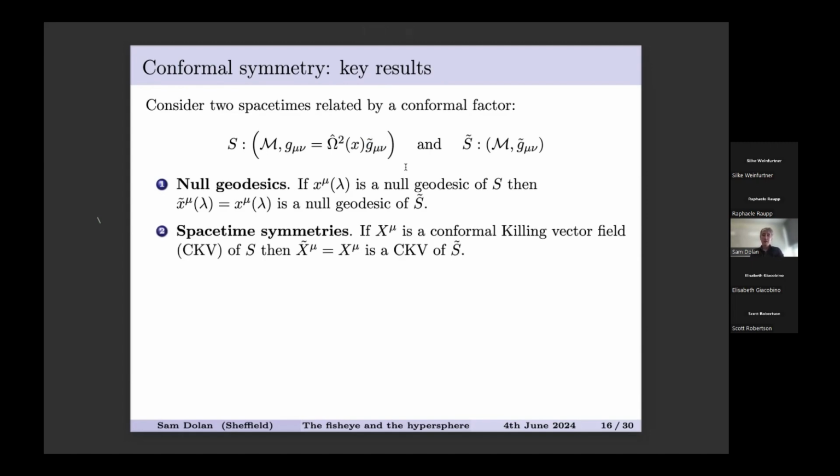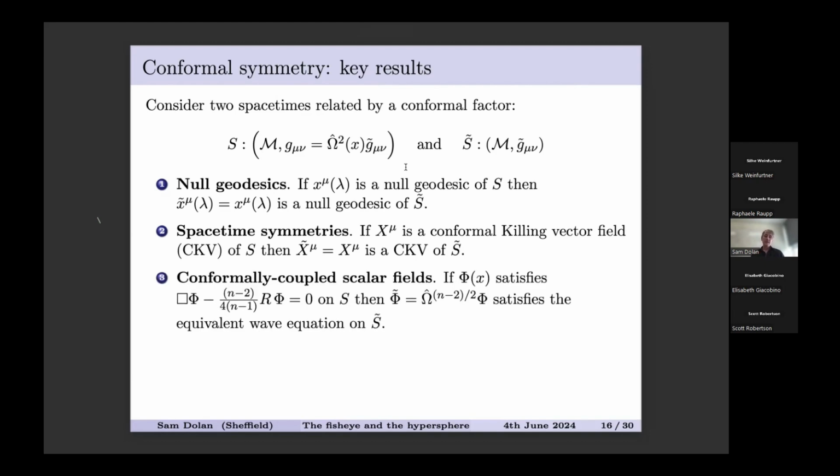Spacetime symmetries. If we have a conformal killing vector field on S, then we straight away have a conformal killing vector field on S tilde. And you can see this quickly by thinking about the Lie derivative. That means if we have an affinely parameterized null geodesic and we contract the tangent vector with the conformal killing vector field, then we get a constant of motion along the null geodesic. So there are nice relationships when it comes to frequencies and so on, coming just from the geometry.